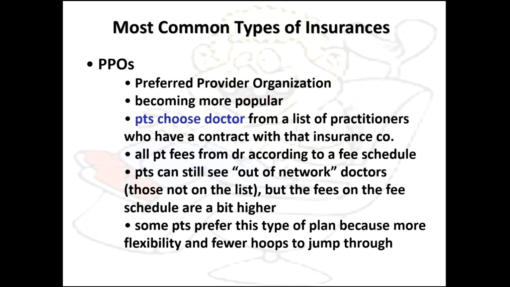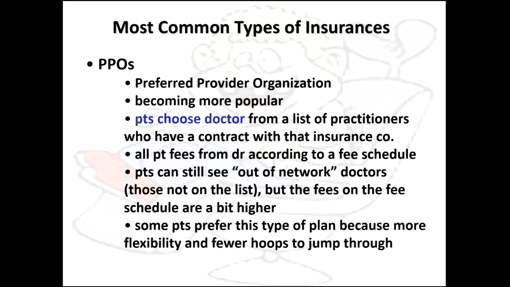So each insurance company, let's take Blue Cross and Blue Shield for instance. Blue Cross and Blue Shield is the type of the insurance. They can offer an HMO plan and a PPO plan and something called a POS plan, which is point of service. So one insurance company can offer several different types of these plans. So a PPO is becoming way more popular because now the patient can choose.